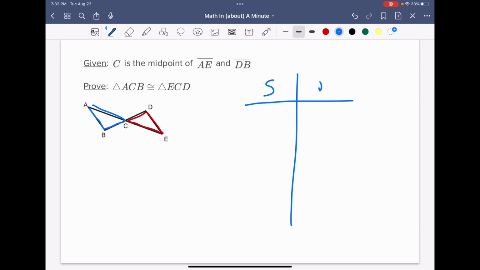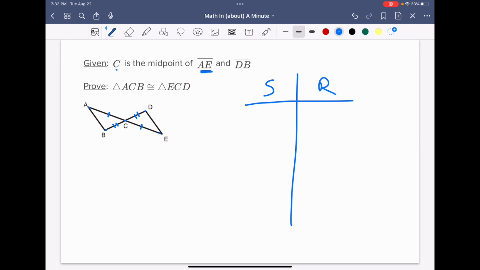I'm going to start by listing out my given, but my given information doesn't help me more. What I'm going to do is take a look at what I have and what I can say. So since C is the midpoint of AE, that means that C cuts AE in half. So AC is going to be the same as CE. Likewise, BD is cut in half like that.